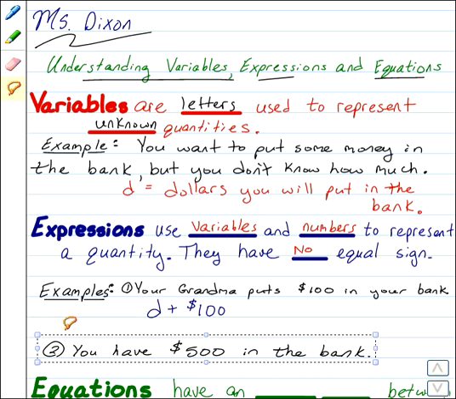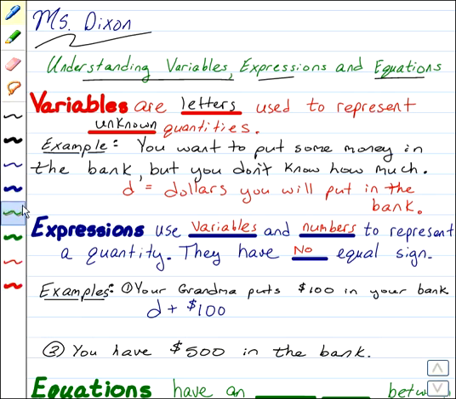Another example, so you have $500 in the bank. That $500 is an expression. It expresses how much you have in the bank. So notice, expressions can use variables and numbers, or just variables.